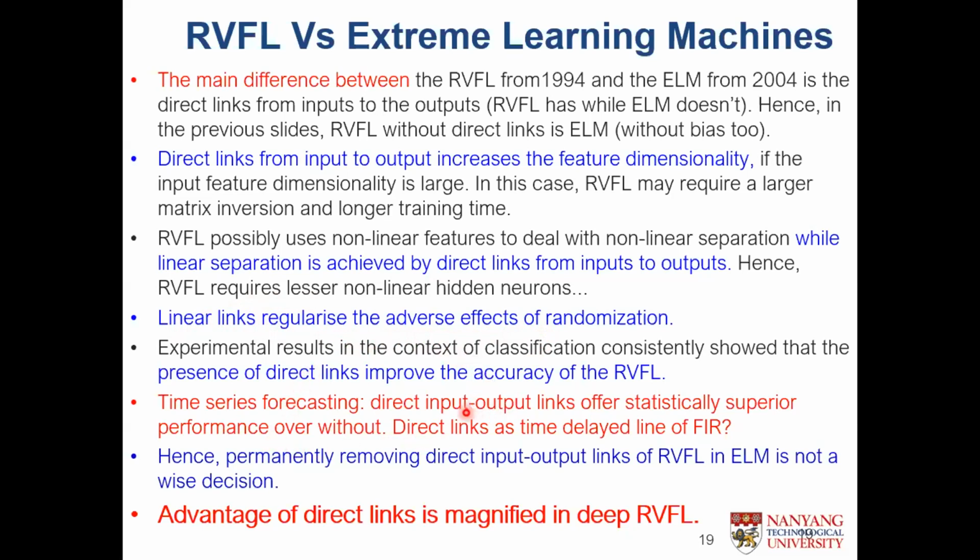So in the context of classification and forecasting, we found out that the RVFL with direct links is always better. And in particular for time series forecasting, we were able to observe a statistically significant performance advantage for RVFL. So our conclusion is, hence, permanently removing the direct links in the RVFL is not a good idea. And this is what ELM was doing anyway. So the advantage of direct links is going to be magnified when we go to deep RVFL.